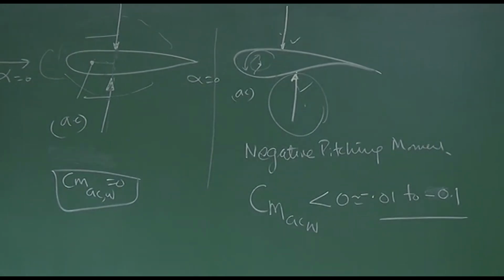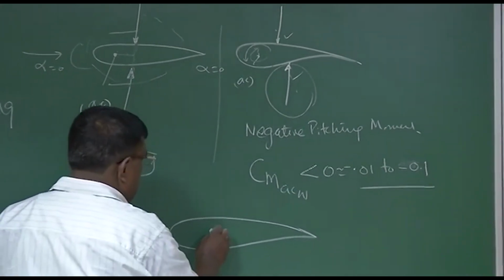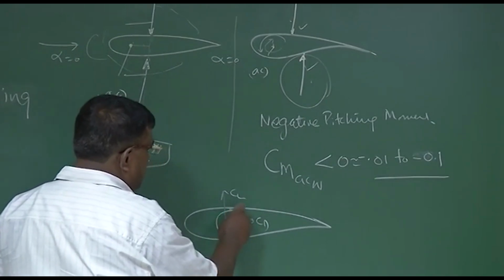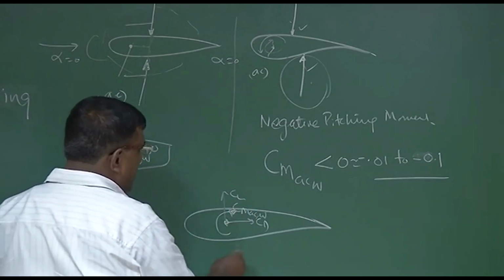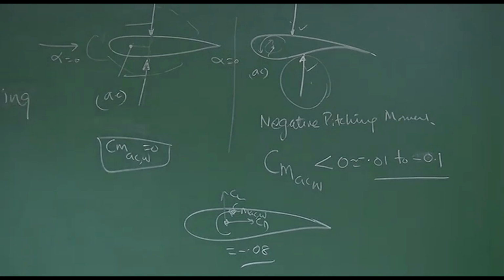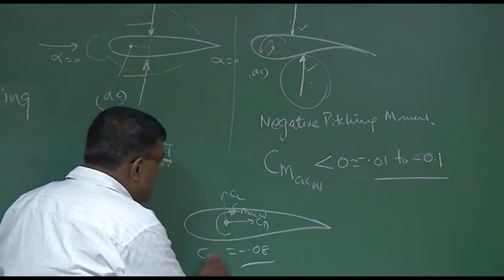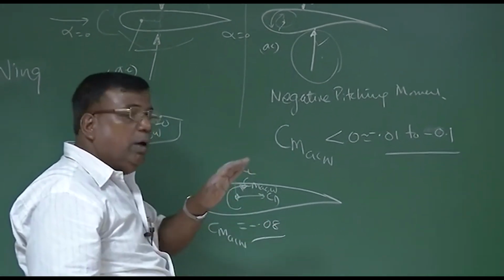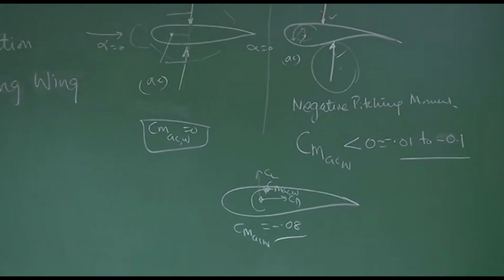So now for a cambered aerofoil, how do I write? I'll represent it like this: AC, CL, CD, and CM, this is AC wing. This is the convention for positive, but it is a negative value, so this value is minus, let's say 0.08, some value. So as a designer, I understand if there is a cambered aerofoil, since CMAC wing is negative, it will have a natural tendency to come down like this. So CMAC negative means try to put the nose down.